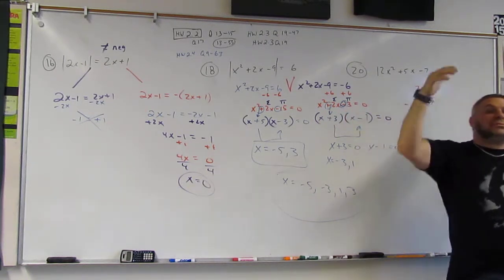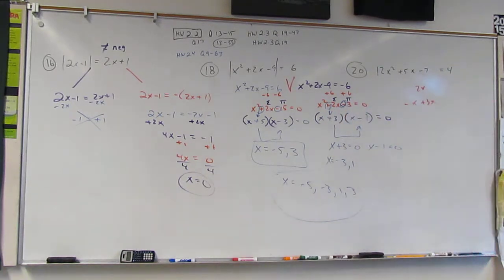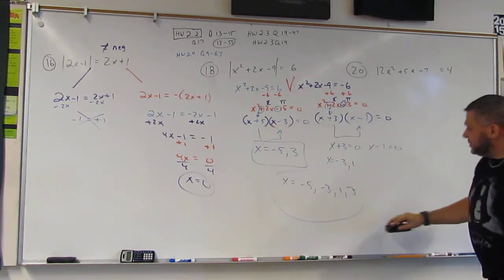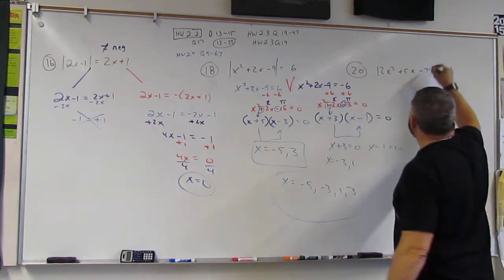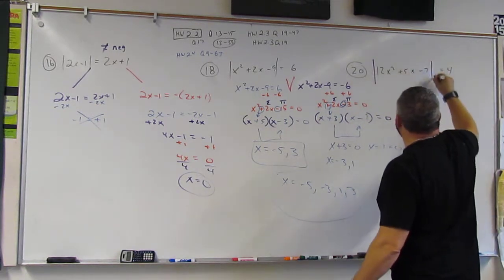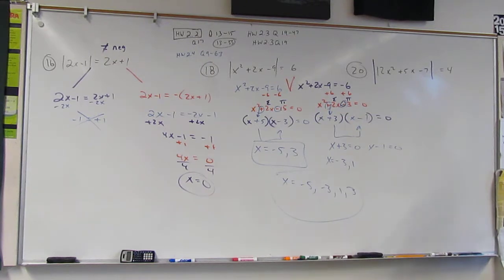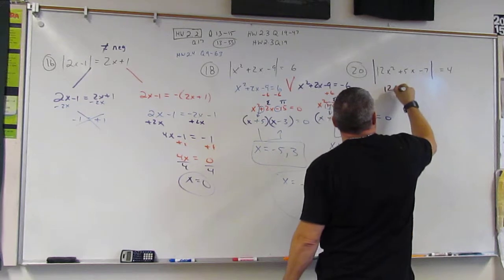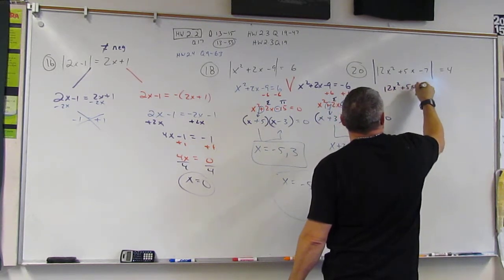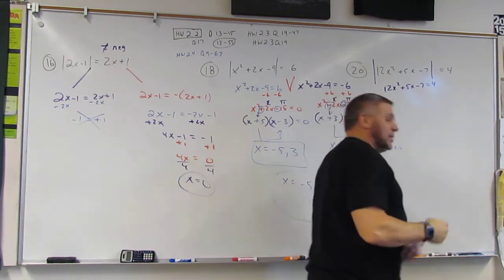But as you get more and more problems, you have to start dealing with a lot of different possibilities. Okay? All right. The next problem. Woo, run out of room. This one's kind of tough. Is that a 12 or is it like this? Bracket 12x squared. Okay, so it is a 12. So I have 12x squared plus 5x minus 7 equals 4.